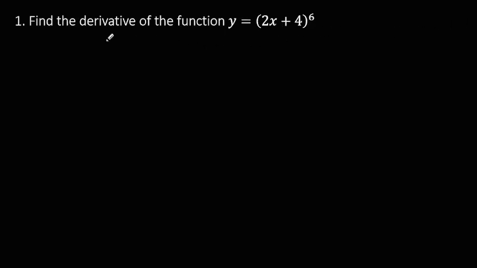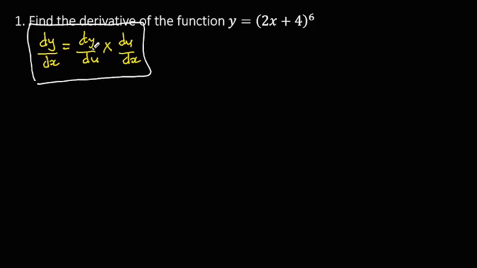To differentiate composite functions, we use the chain rule method of differentiation, which states that dy/dx is equal to dy/du multiplied by du/dx. As you can see from this chain rule formula, we need to find dy/du and du/dx. U is the linking function that is going to help us to find the derivative of our composite function.